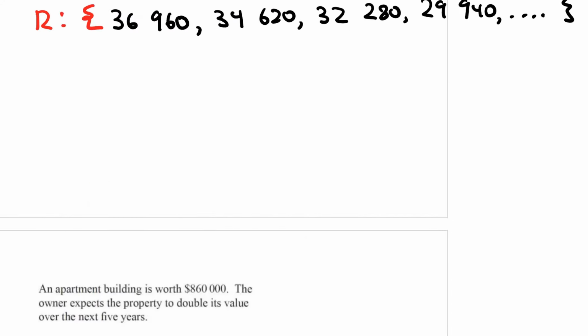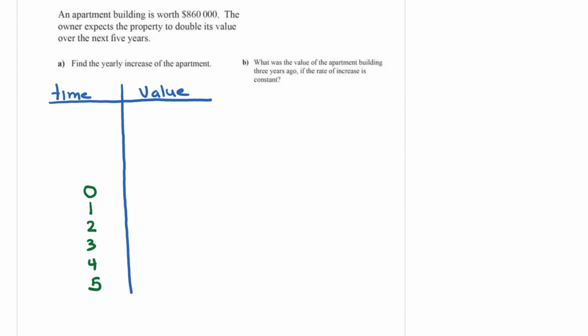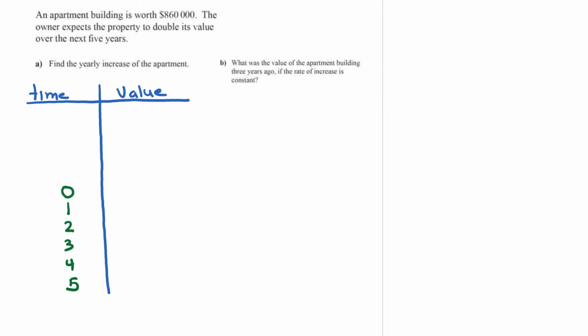Okay, let's move on to question number 4 now. I got an apartment building that's worth $860,000, and the owner expects the property to double its value over the next 5 years. Find the yearly increase of the apartment. Okay, so part A is asking for the slope. So a yearly increase of the apartment, that's basically the slope.